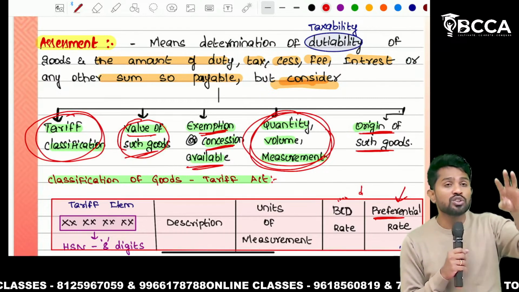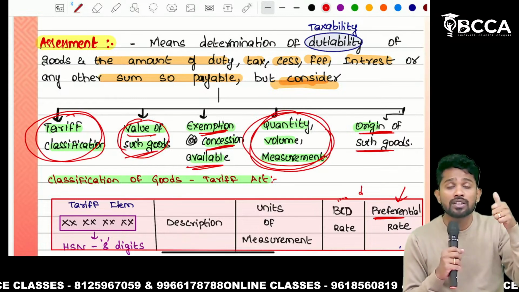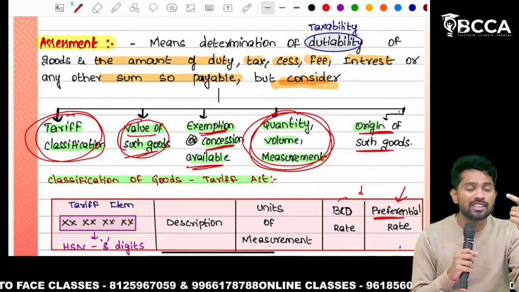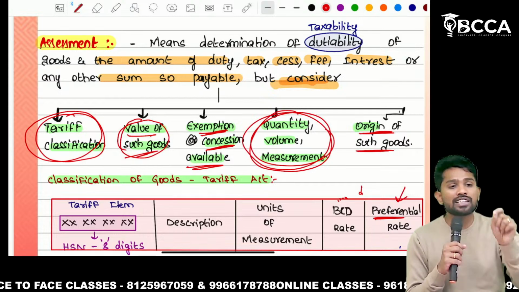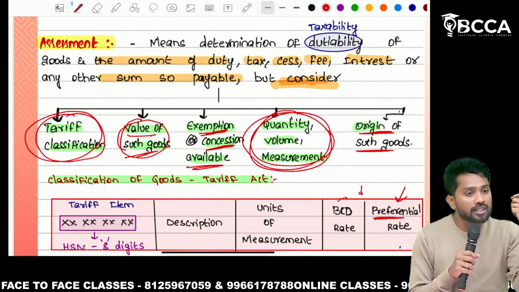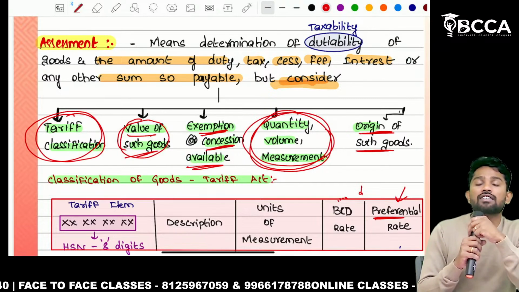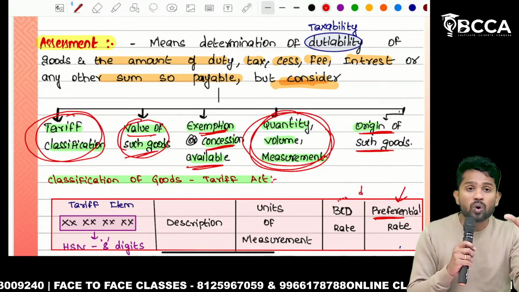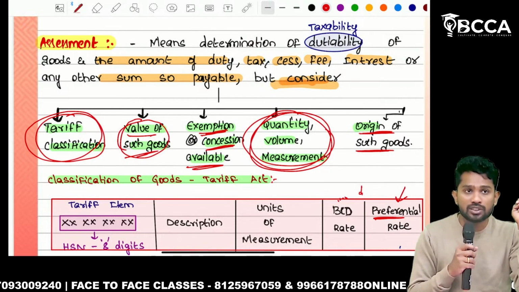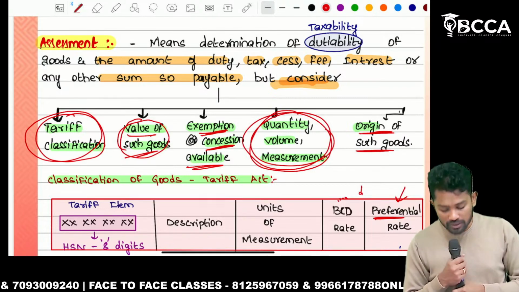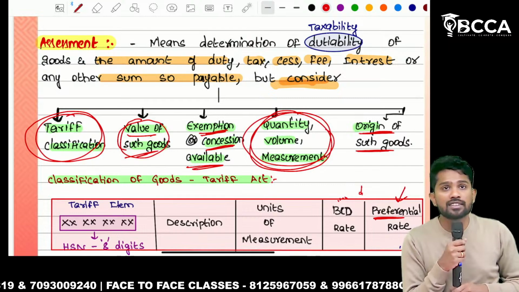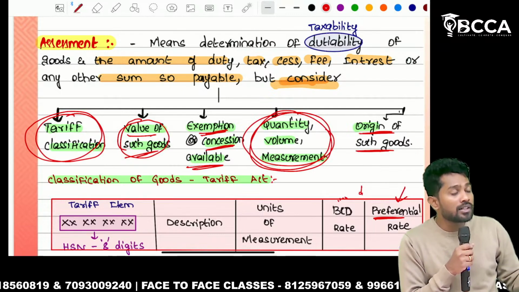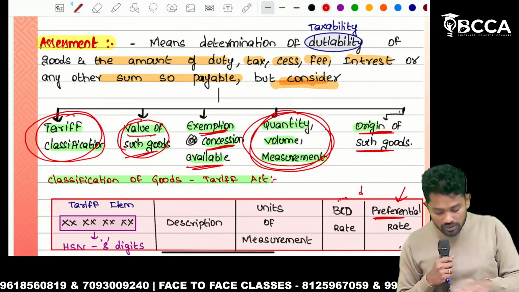But while doing that, you should consider 5 points. What are those? Tariff classification, because only through tariff classification can you find out the tax rates. Second, value of such goods, because the tax rate can be applied only on value. Third, if any exemption or concession is available, you need to give effect to it. Fourth, quantity, volume and measurement, because based on these only we can levy tax. And the last one is origin of such goods. Based on origin only we can decide whether the preferential rate or the normal rate applies. So this is called assessment.